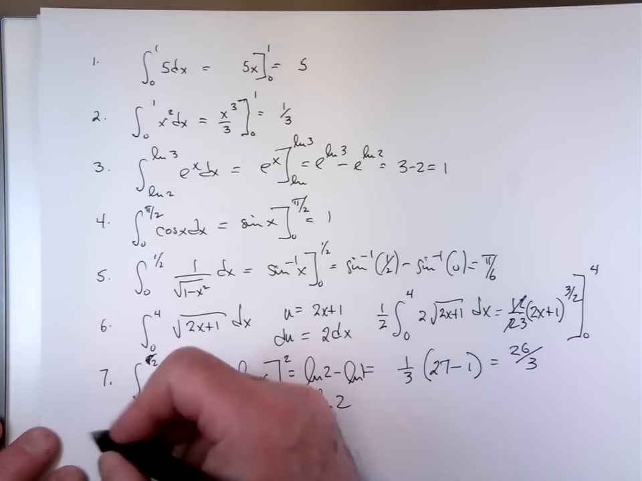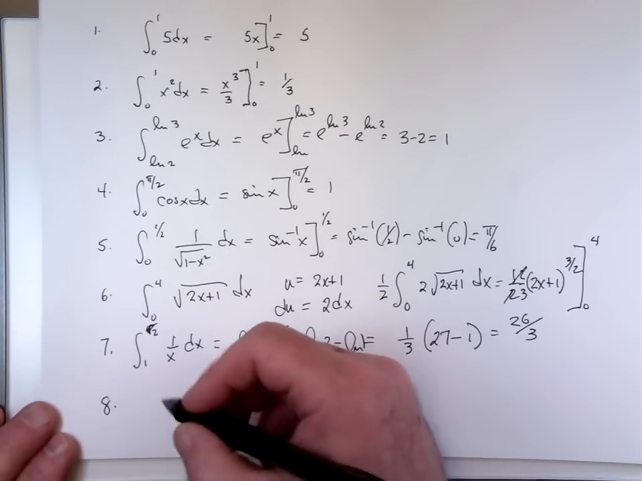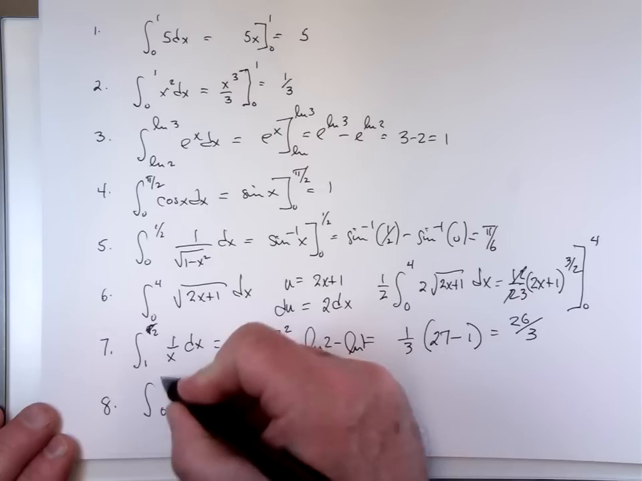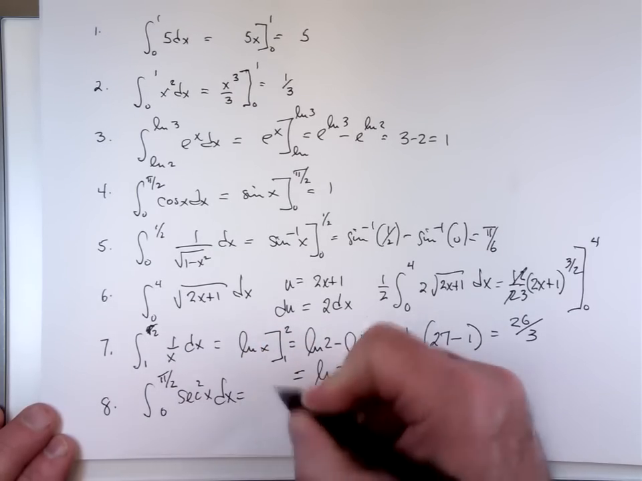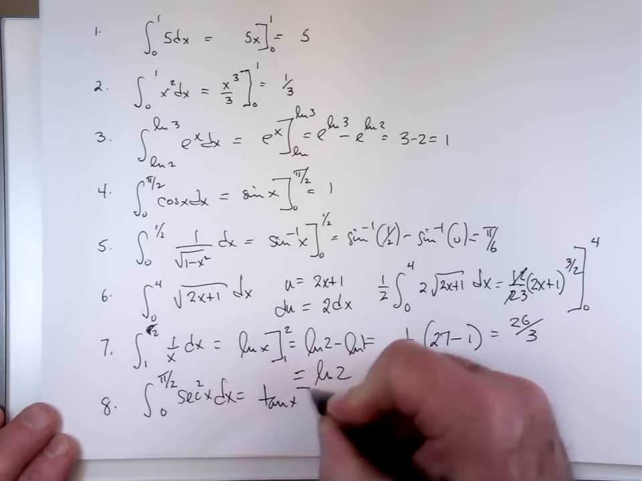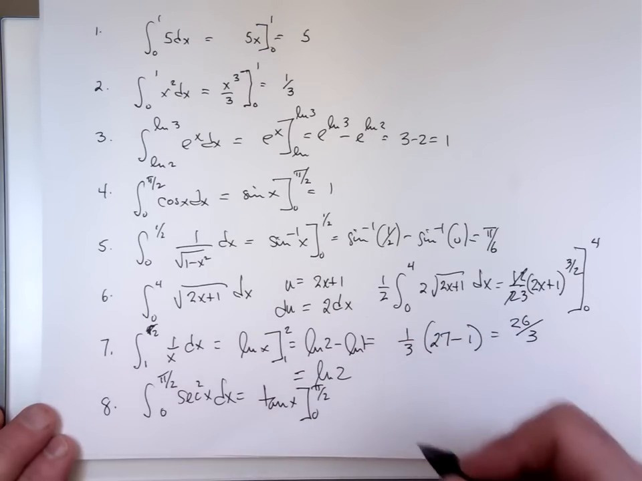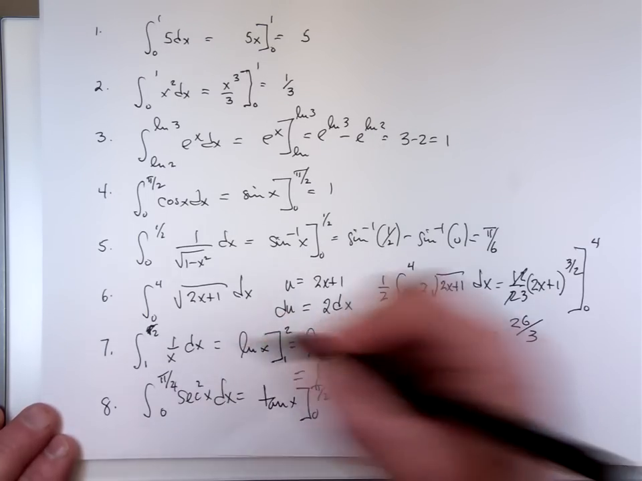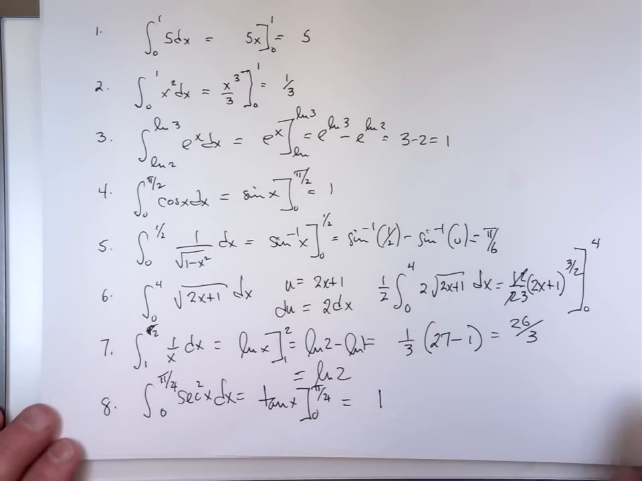And number 8, the integral of secant squared is tangent. Uh-oh. Oh, it's good. It's pi over 4. Whew. I was going to say, we got it undefined. But tangent of pi over 4 is 1. Okay?